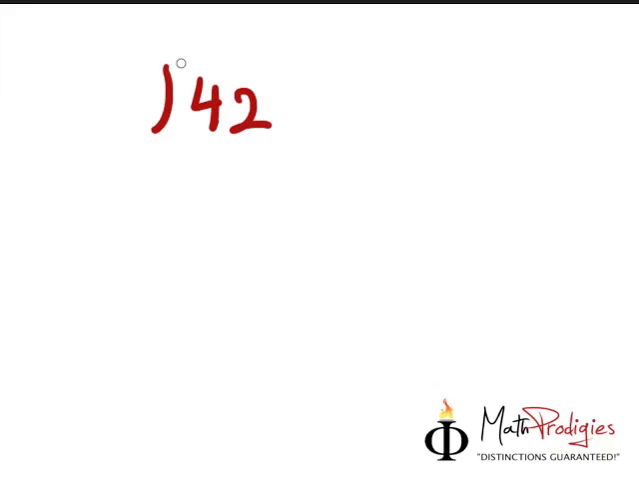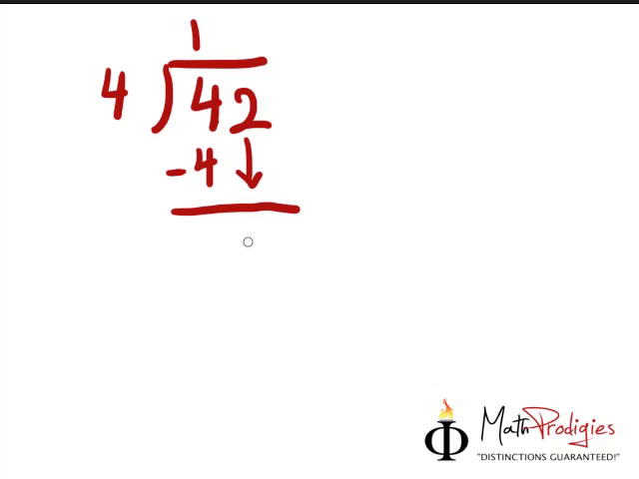42 divided by 4. Okay, so what times 4 gives you 4? The answer is 1. So I minus 4, I get 0. And I bring down the 2. Okay, now here's the little problem. What times 4 gives you 2? You don't know, so it becomes 0. So you put minus 0 and you're left with 2.